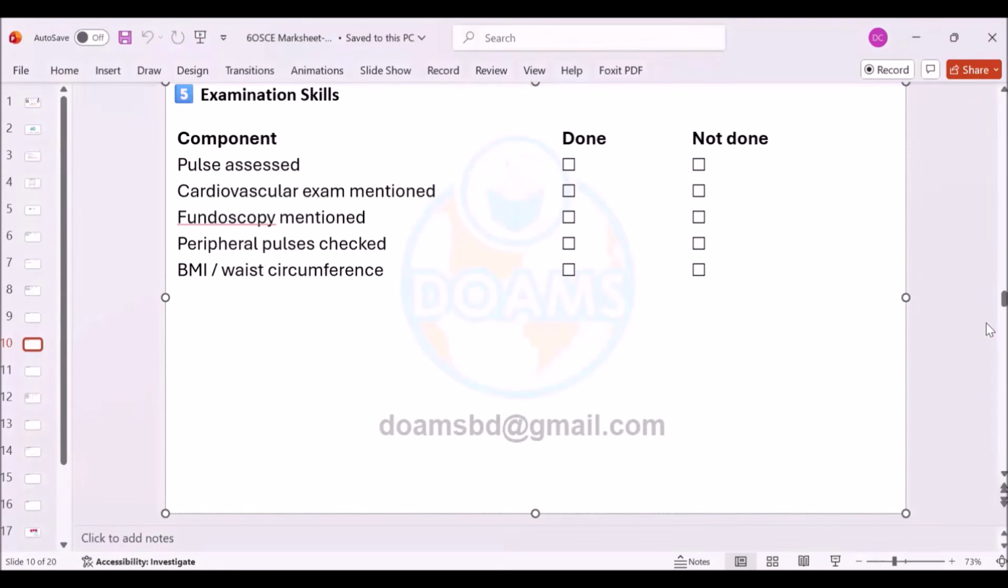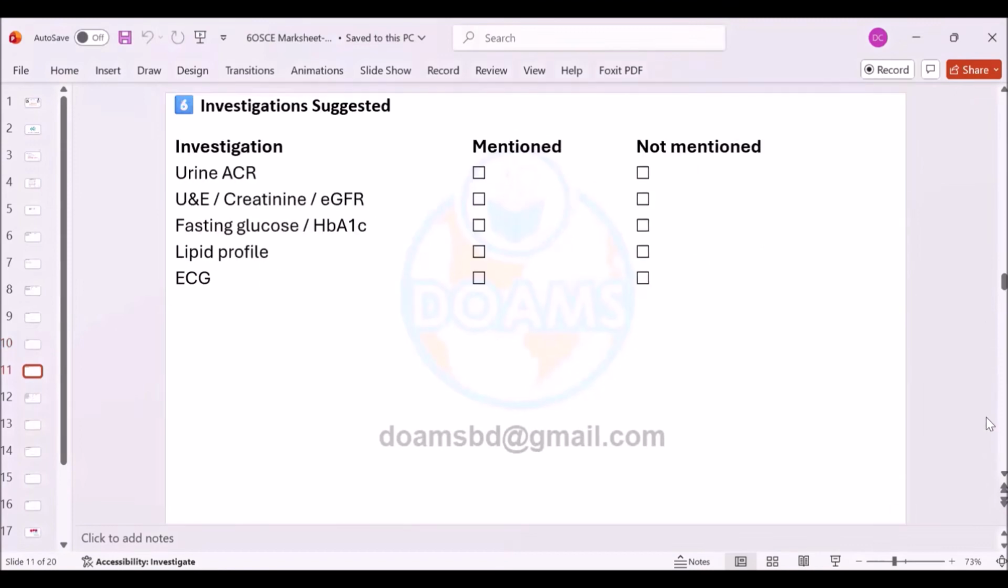The examination skill, then investigations suggested. In the hypertensive patient, these investigations should not be missed. Let me read, Dr. Javed, on behalf of you. Urine albumin creatinine ratio. Usually we don't do it, maybe due to the monetary issue. Urea and electrolytes with the creatinine including eGFR. It will be very fantastic if you mention that I will calculate eGFR.